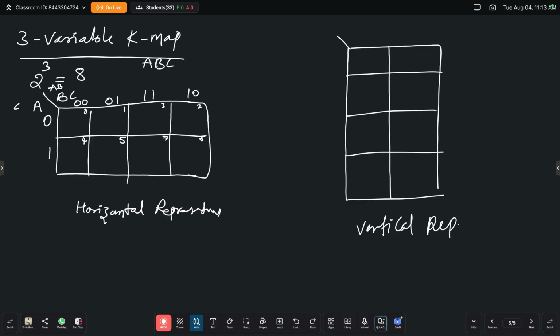For example, our input is 0, 1, 0. Where are we going to activate your circuit? In which location should we activate? 0, 1, 0 is here. It was active. Like that, you need to consider how many different combinations of inputs there are. So this is horizontal representation, this is vertical representation. Same. How many cells are there? 8 cells. 2 power 3.